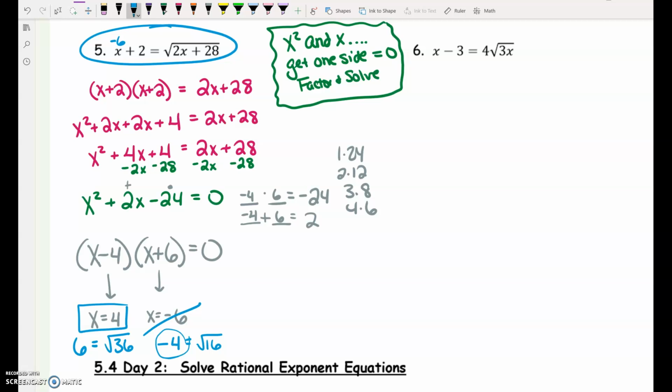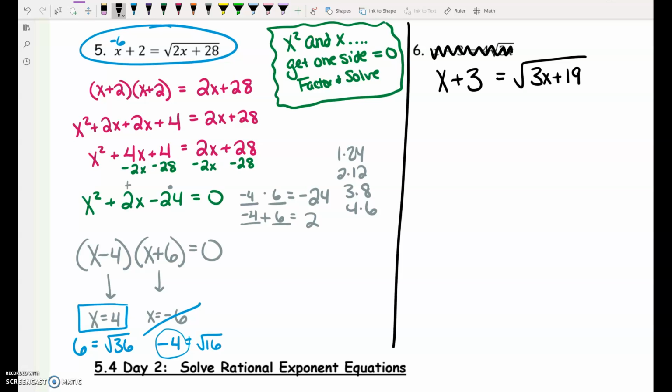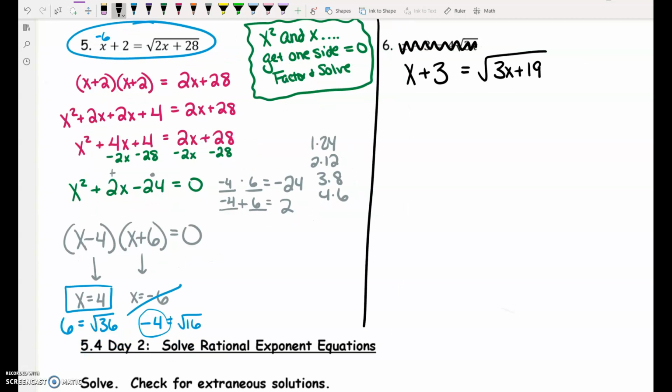Now, sometimes both solutions work. Sometimes both solutions don't work, but usually one of them is extraneous, the other one is fine. And it's not always the negative number, sometimes it's switched. Okay, I just changed the example in number 6. I want you to try this new example on your own. So pause the video, give this a try on your own.